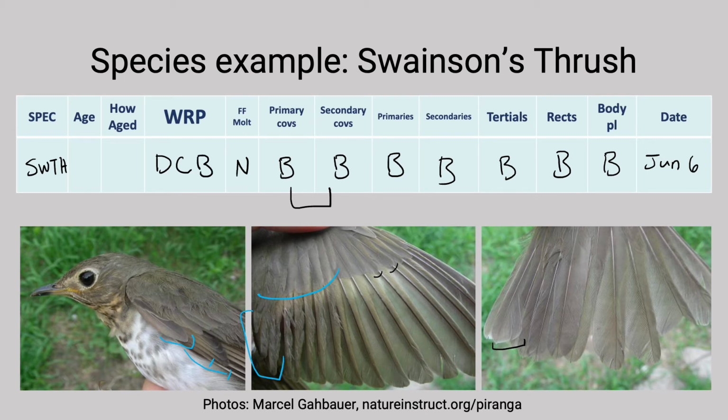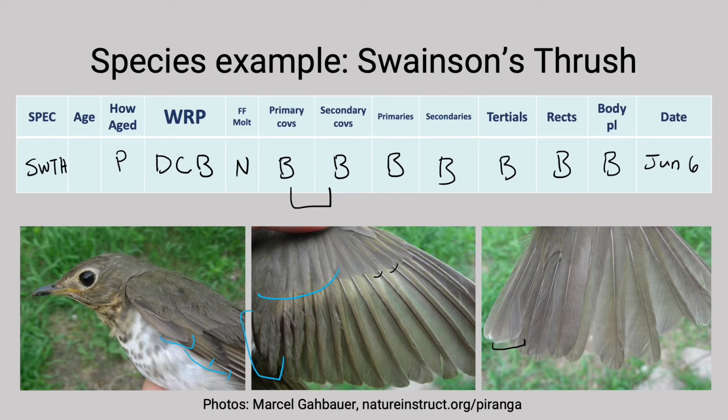And we don't have to fuss with adjunct codes like A or H. This is an adult, so it's going to stay an adult for the rest of its life. How aged in this case? So we don't have a limit, we just have all uniform plumage.